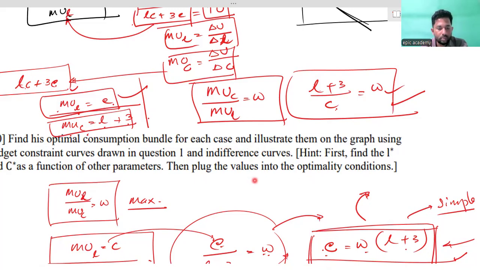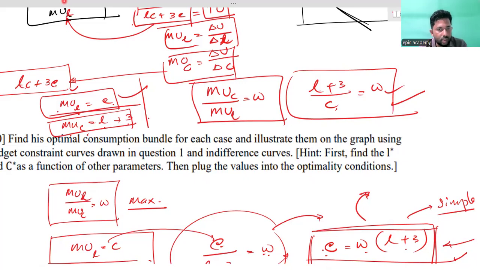Yeah, but then we will need the values from question 3, right? Yes, we will need the values for L and C.